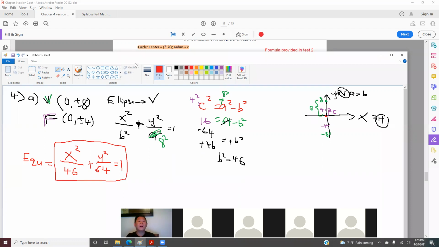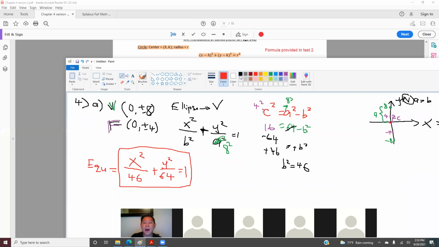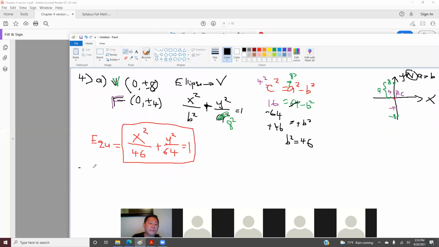Does it matter if we use the negatives or not? So instead of using 8, we use -8 or -4. I recommend using the positive, because you can use a negative, but when you square it, it becomes positive. So I would strongly recommend using the positive.